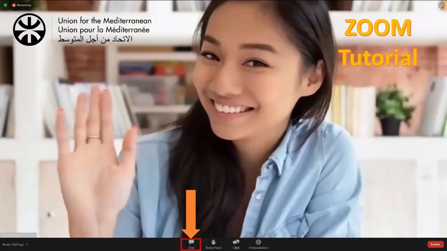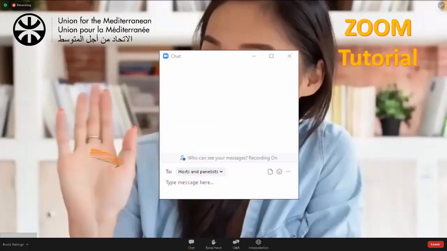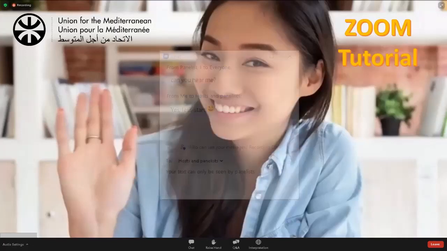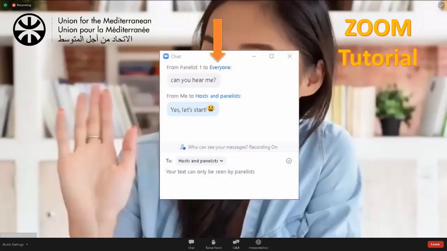By opening the chat via this button, you will be able to send messages. You can also use this slot to decide whether you want to send messages to everyone or only to panelists and the host, for example, to ask them to take the floor. The senders and recipients of messages are always specified above each message.